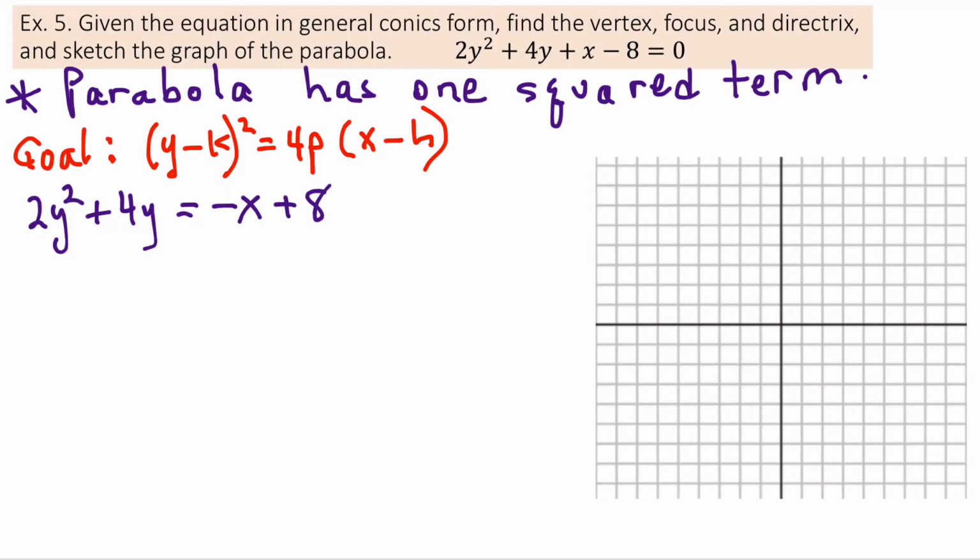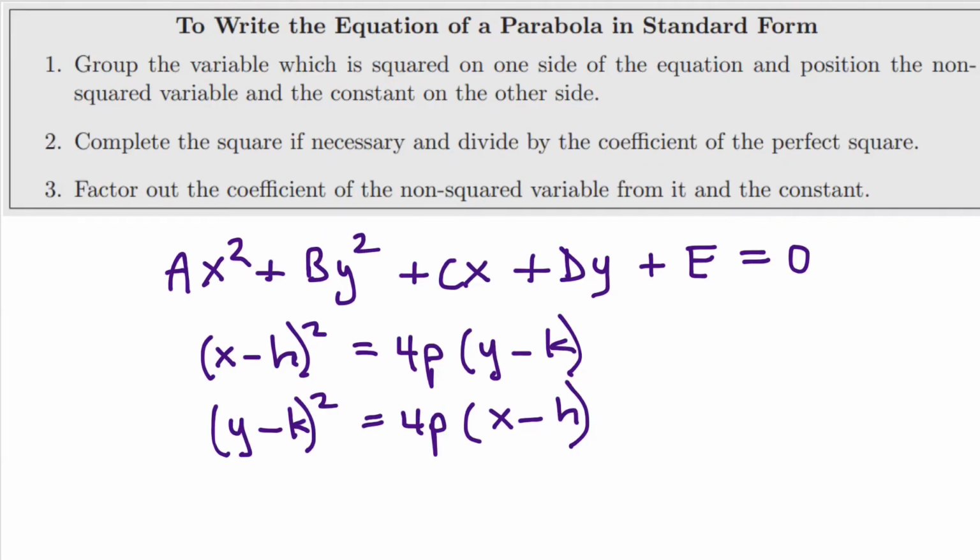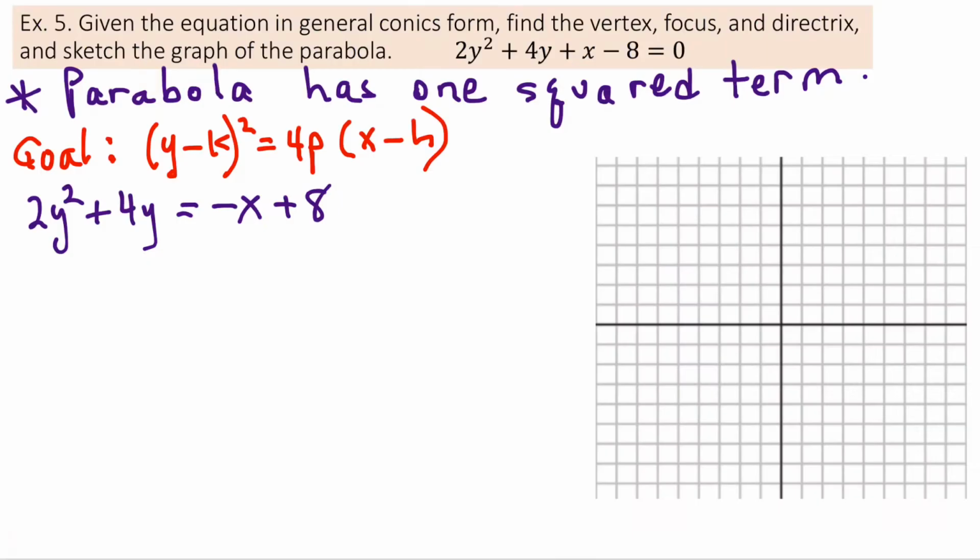Then step two on this slide says complete the square if necessary and divide by the coefficient of the perfect square that we create. So we're going to do that now. I do have a coefficient here. We have to be careful of that. This is not just a 1, it's a 2. So if you have a coefficient there, I want to pull it outside of the parentheses. Be very careful there.